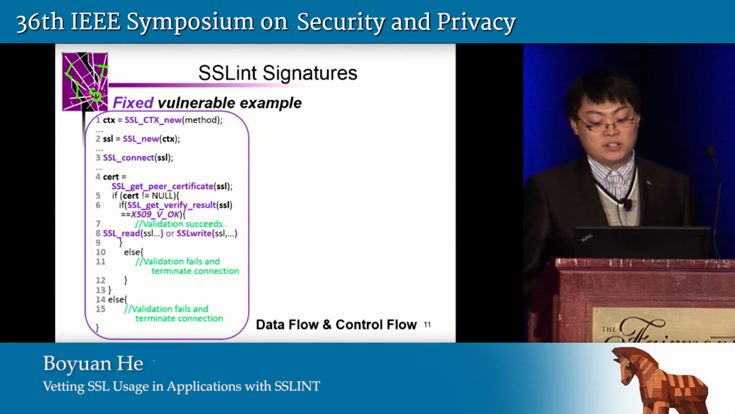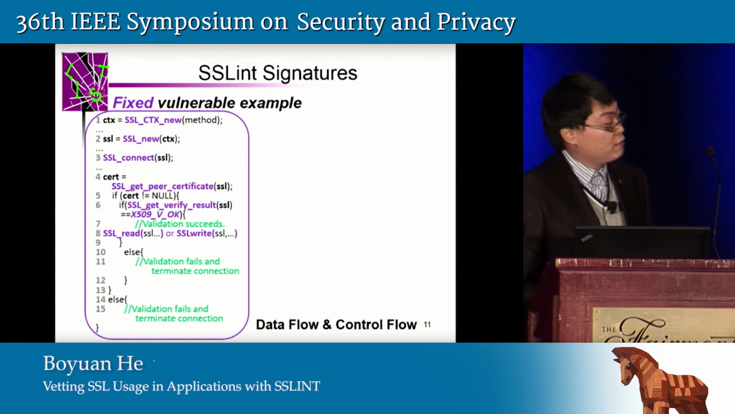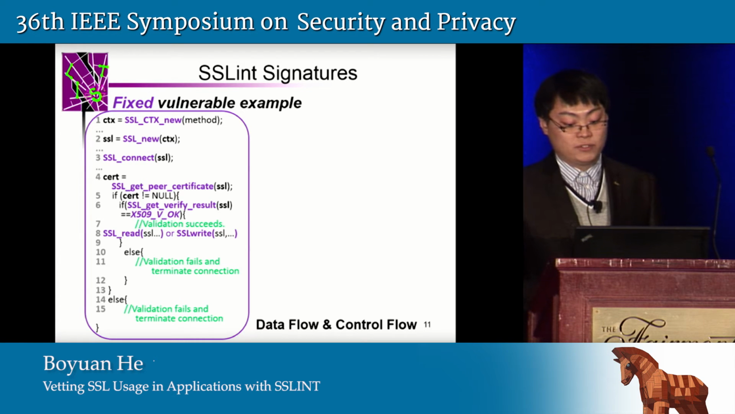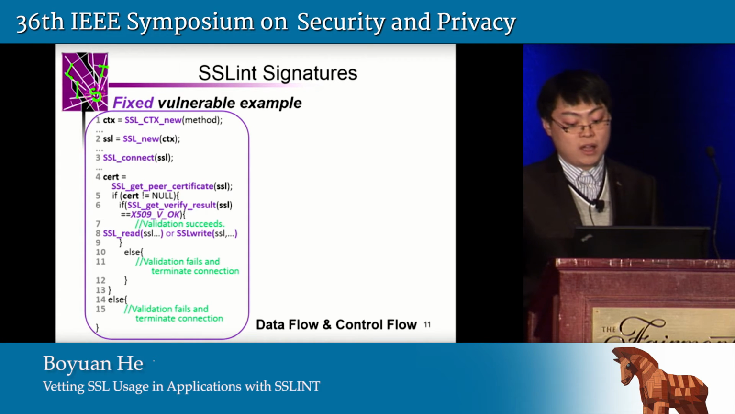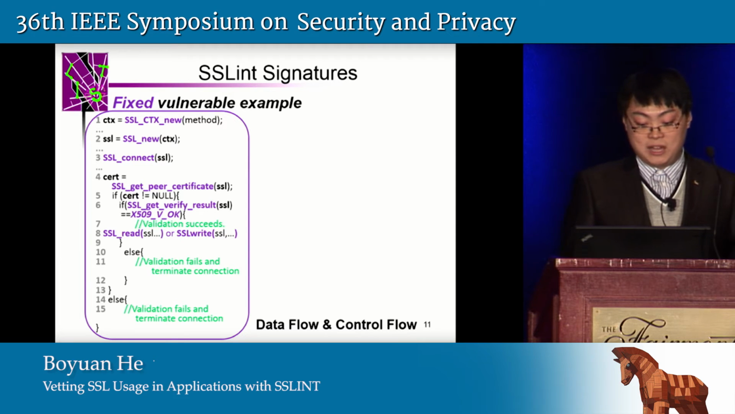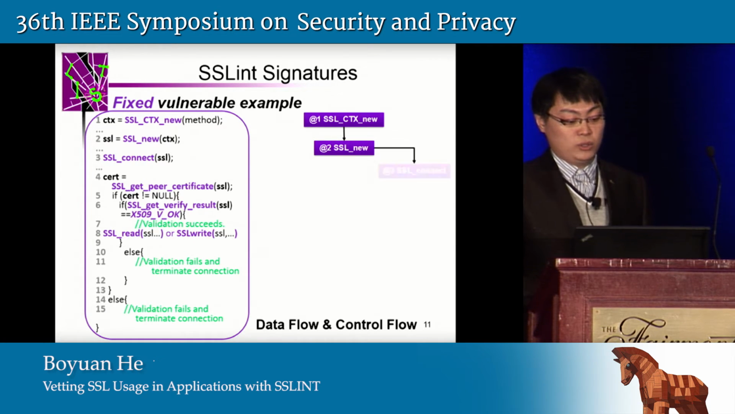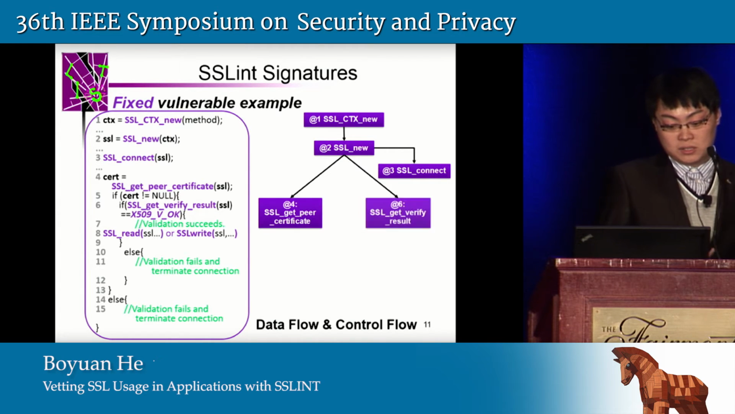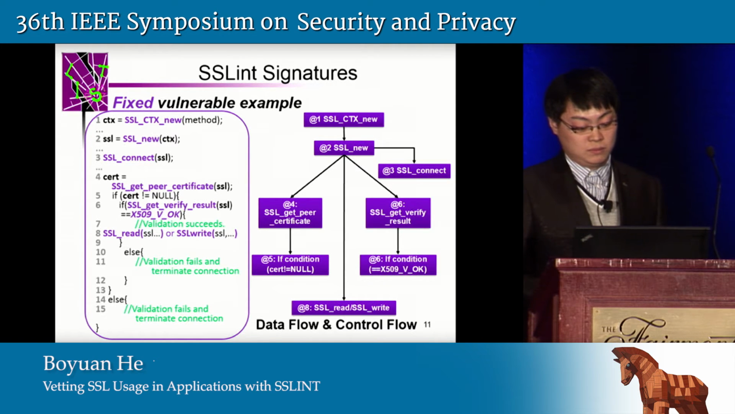In order to show the ideas of the signature design, here again we use our motivating examples. This is a fixed version representing the correct logic of the OpenSSL APIs when validating the certificate. To model this correct logic, first, our signature needs to track the data flow between all of these APIs. Starting from SSL_CTX_new, as you can see at line 1 on the left, here are all the data flows we need to track, including all the critical SSL APIs. And also, there are some if conditions in this data flow.